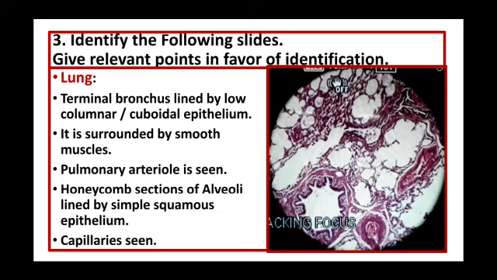So even this section is that of the lung, but it is taken from a different field. So a terminal bronchus lined by low columnar or cuboidal epithelium is visible. So this terminal bronchiole will be surrounded by smooth muscles. A pulmonary arteriole is seen, and honeycomb sections of alveoli lined by simple squamous epithelium, and in between this you can see occasionally capillaries.